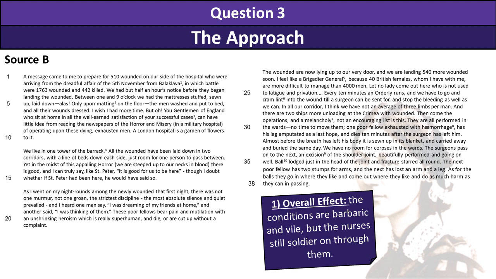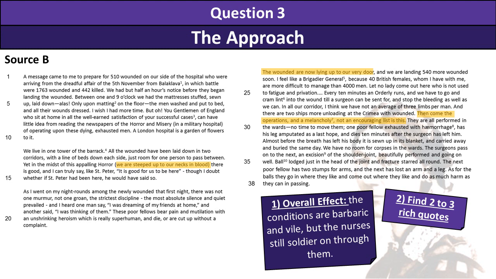Now I've got my overall effect, it gives me a lens to find language choices. Now I'm looking for language choices that support that overall argument, that support that point of view. And I need to find at least 2, possibly 3 of them. So now I've got my 3 rich quotes that I've got lots of language points to say about, and they are all going to come back to the central argument that these conditions are barbaric and vile.